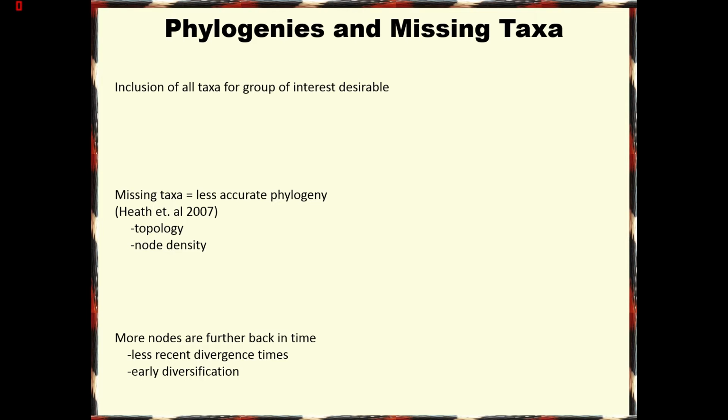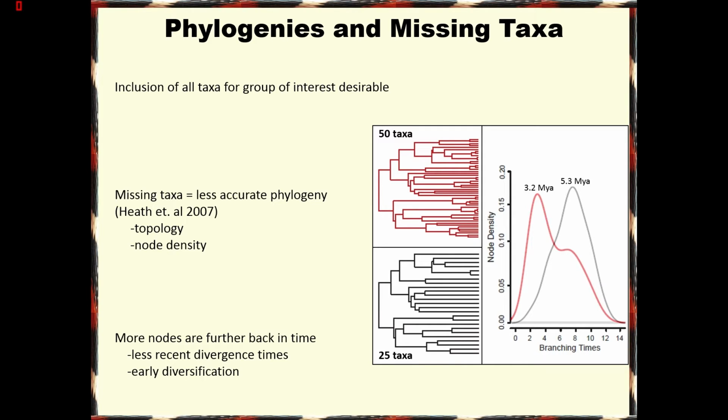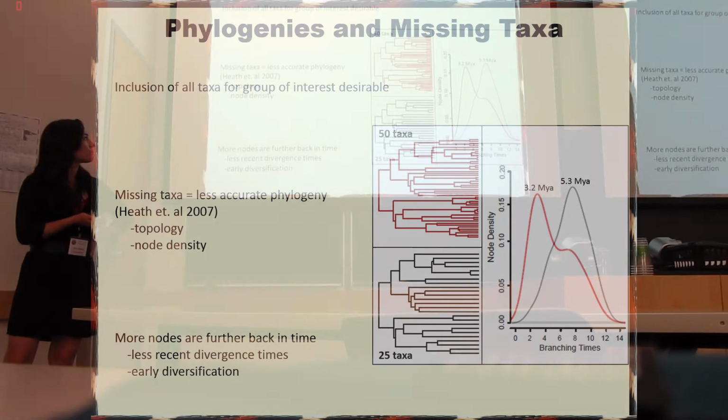Just to show an example of what I mean here, let's say we have this phylogeny with 50 taxa, and if we take a look at the node density on the y-axis and the branching times along the x-axis, we see that most nodes are clustered around 3 million years ago. But if we take the same phylogeny, prune that down to only 25 taxa, we see that that node density shifts to an older overall divergence time of about 5 million years.